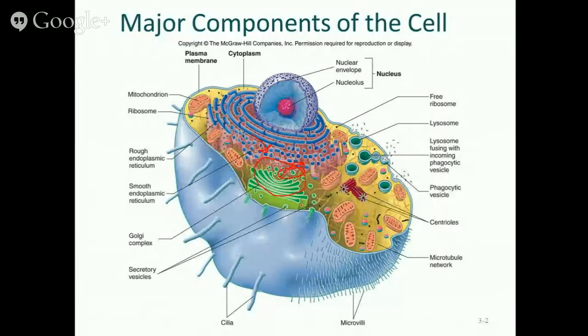Now, lysosomes, these are similar little blebs of stuff. They're little membrane-bound, meaning they have a phospholipid membrane around them. They're membrane-bound little sacs, and they have an enzyme in them called lysozyme. And this enzyme actually works to kill bacteria and viruses.